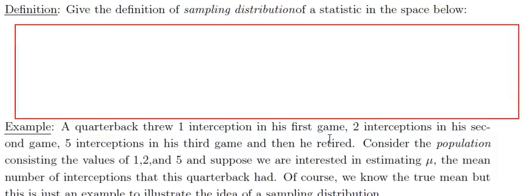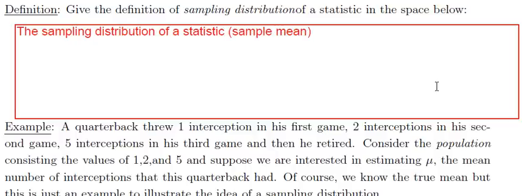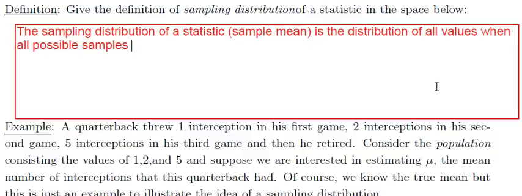So the sampling distribution of a statistic, and sample mean, X bar, is a statistic, is the distribution of all values of the statistic when all possible samples of the same sample size are taken. Okay, so you can kind of imagine a histogram of many X bars, and that's what a sampling distribution is.